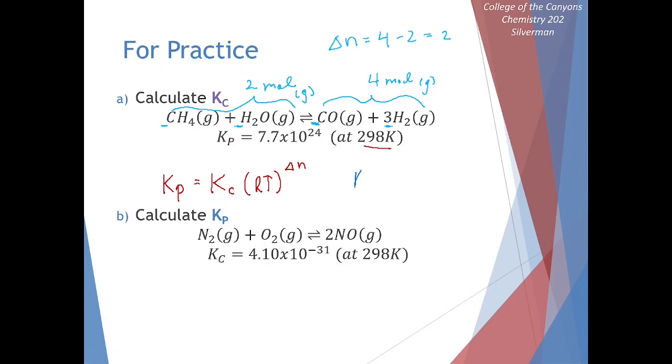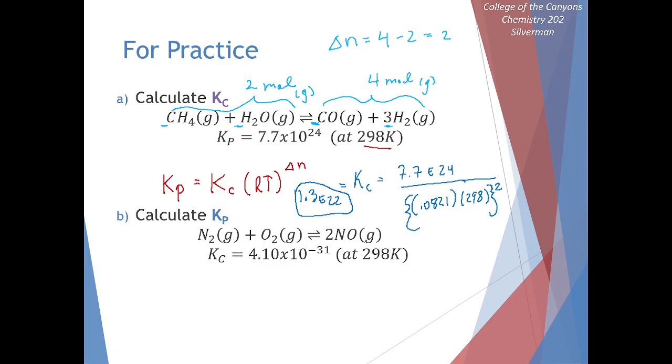If we want to solve for our Kc, we can say that this is 7.7 times 10 to the 24th divided by 0.0821 times 298, this whole thing raised to the second power. Our Kc is going to be about 1.3 times 10 to the 22nd.